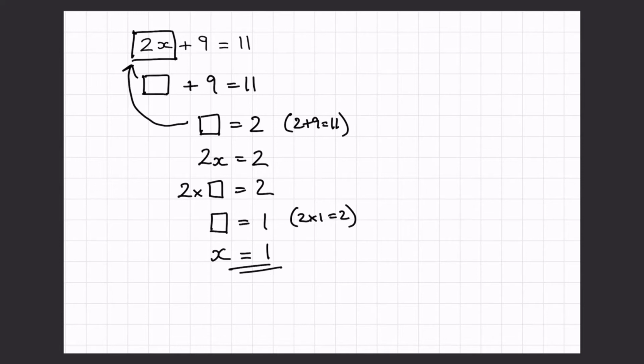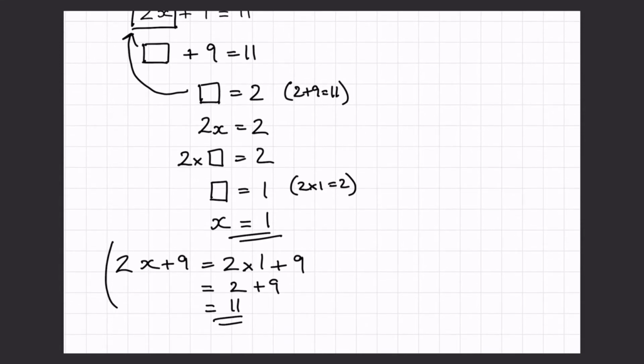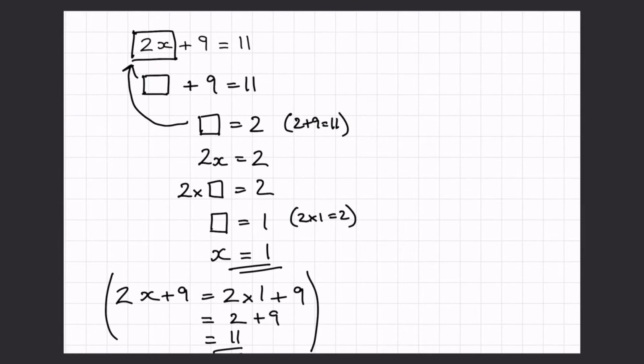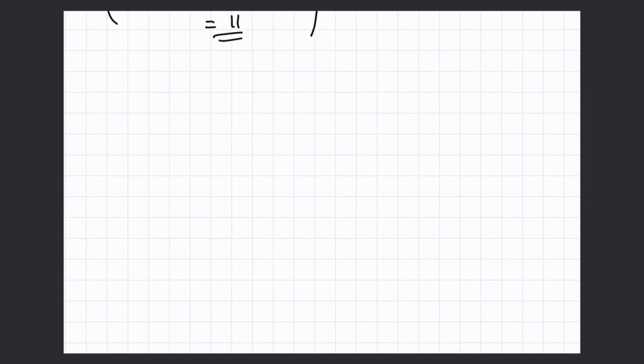And we can check this. So we've got 2x add 9. If we plug in our value for x, which is 1, we've got 2 multiplied by 1 add 9. That, of course, is equal to 2 add 9. Of course, that is equal to 11. So we know that this answer is correct. And let's scroll down. Let's do another one.